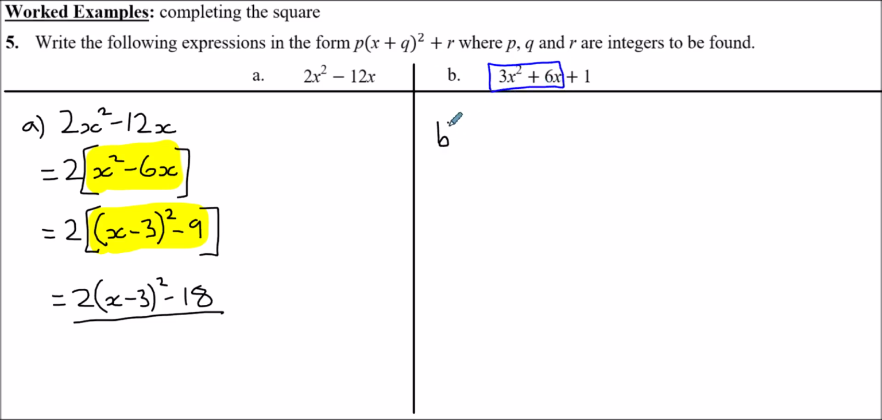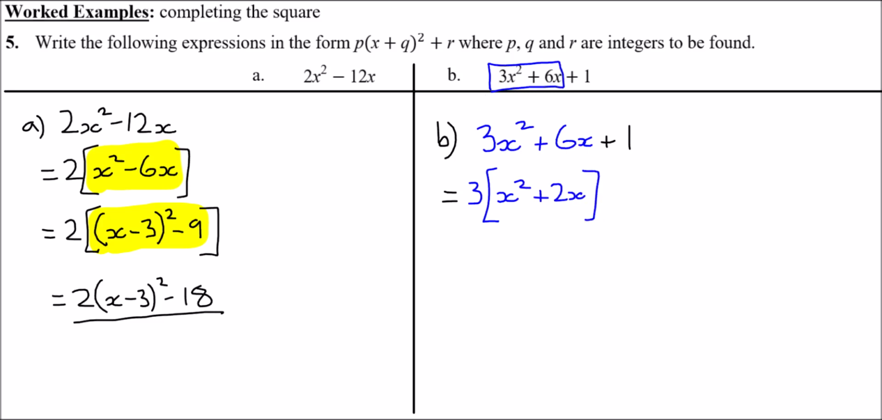So for part B, we're going to complete the square on 3x squared plus 6x plus 1. Again, we're going to factorise out whatever coefficient we have of x squared. So we're going to take this 3, factorise it out, and put some big square brackets in like so. So factorise out a 3 from the x squared and the 6x bit. We have x squared plus 2x inside of these big square brackets, again with that plus 1 tagged on the end, which we're not going to bother with yet.